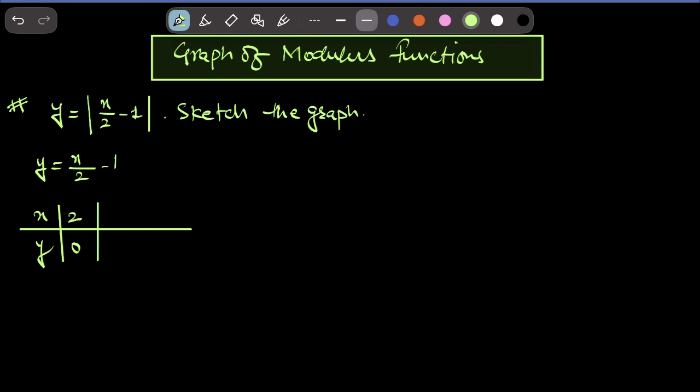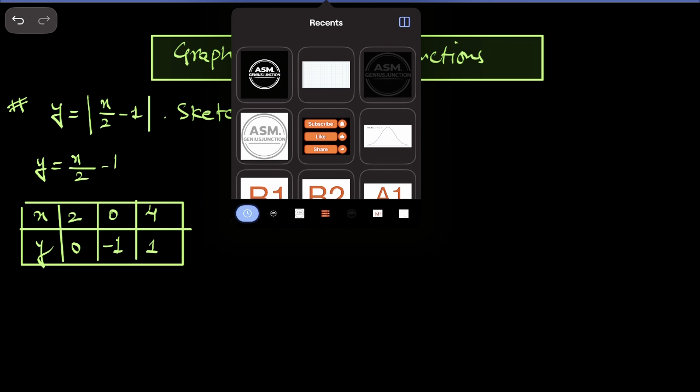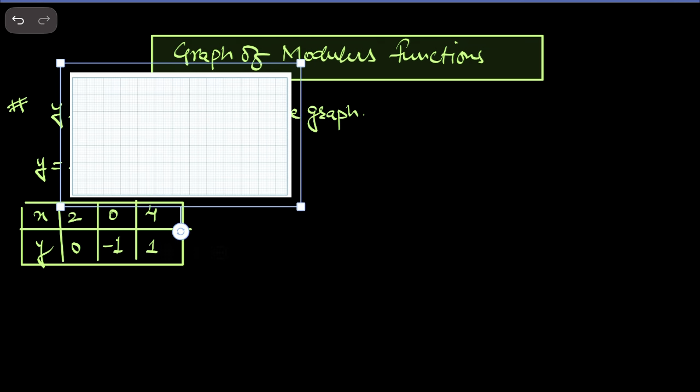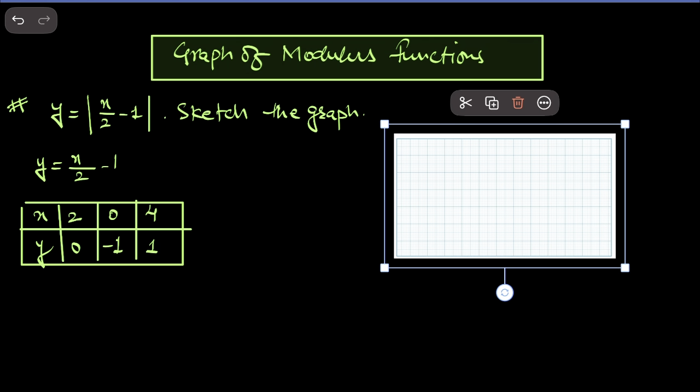Now I will put x equals 0. So when I put x equals 0, I will be getting y equals minus 1. So we have got 2 points. Let's take any random value. I will take 4. If I take x equals 4, 4 by 2 is 2 and 2 minus 1 is 1. So here you can see that I have 3 points which will be plotted on the graph. So let's take one graph and plot these points on the graph to get the answer.